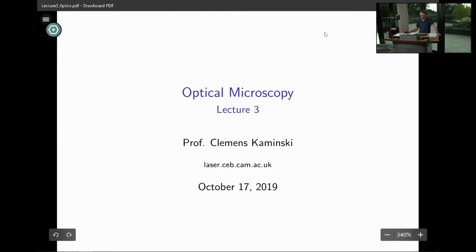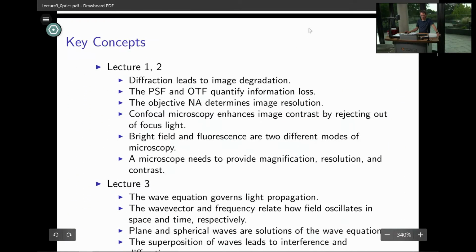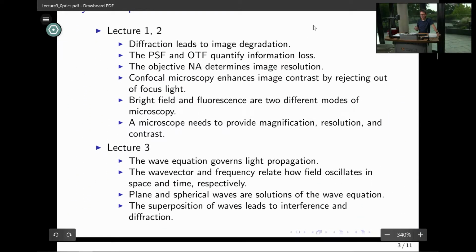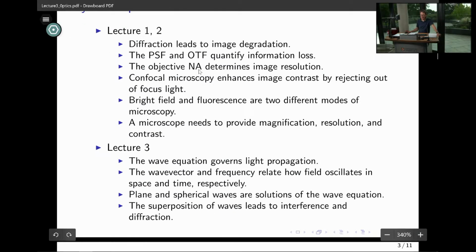So welcome to lecture 3 of the course. Today we'll start dealing with some of the foundations, the theoretical foundations that we need in the course. But before I do that, let us recap some key concepts from the last lectures and then talk about the concepts I want you to remember from this lecture.